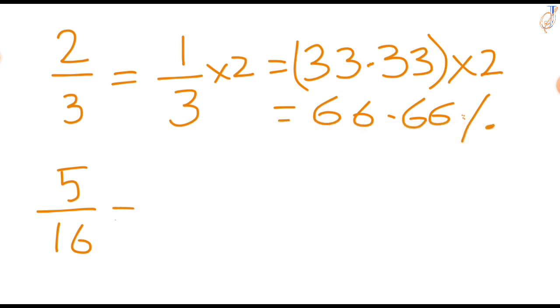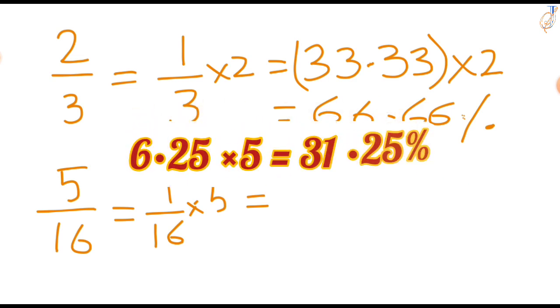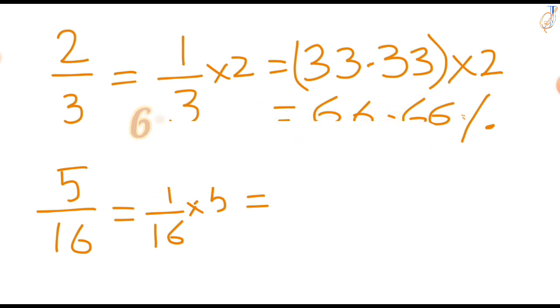Now we will see 5 by 16. This we can write as 1 by 16 times 5. We know that 1 by 16 value is 6.25. If you remember this value, you can do it directly. 6.25 times 5 will get 31.25%. If you don't remember this fraction value, then how can you solve this?